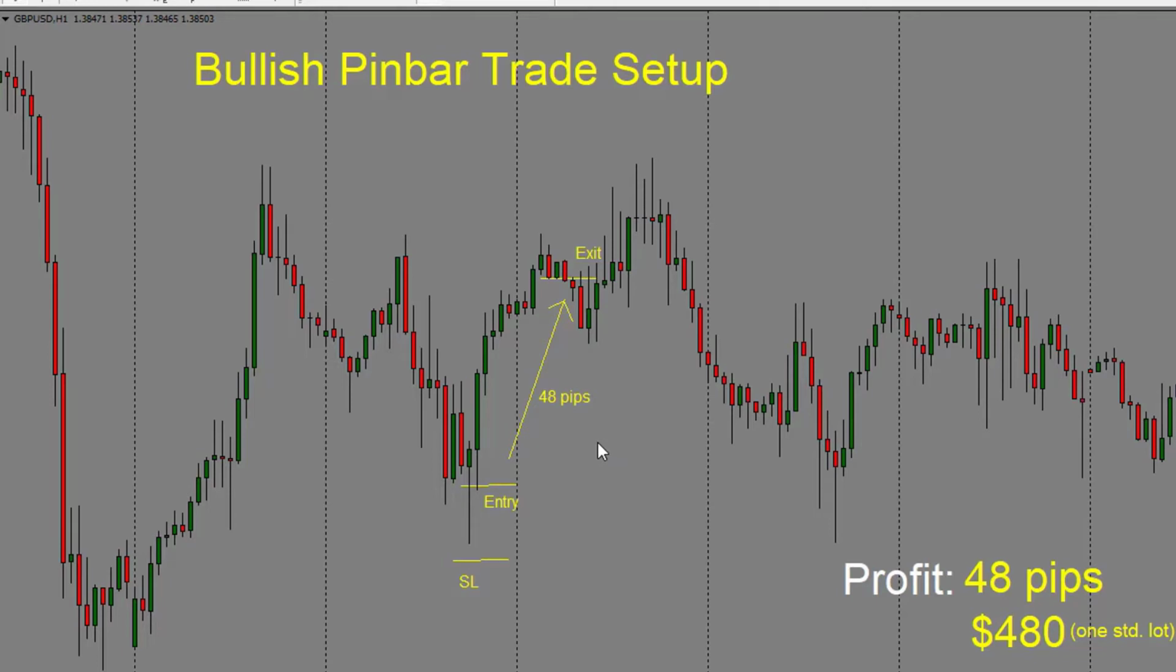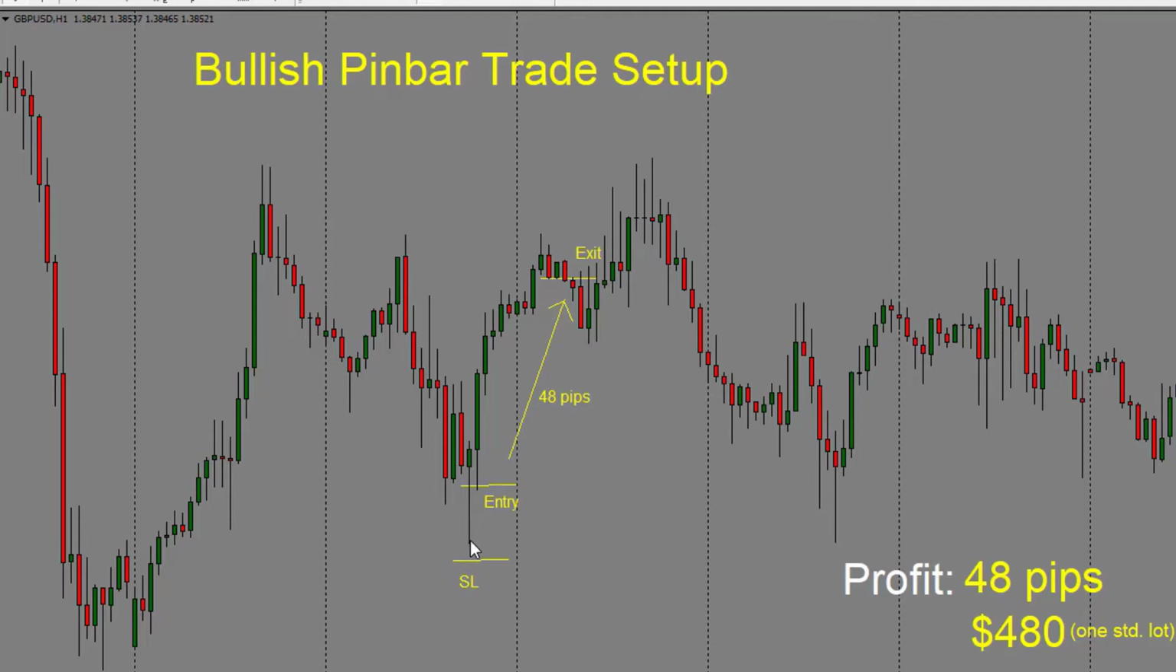Just to recap here, a bullish pin bar is one single candlestick formation where we are looking for price to move higher. Price would have been moving lower prior to that. It comes into a support resistance level and buyers step in and we get this bullish candlestick formation. Now we are looking for price to move up higher, so we wait for a bit of a pullback so we get a better entry and we enter the trade long.